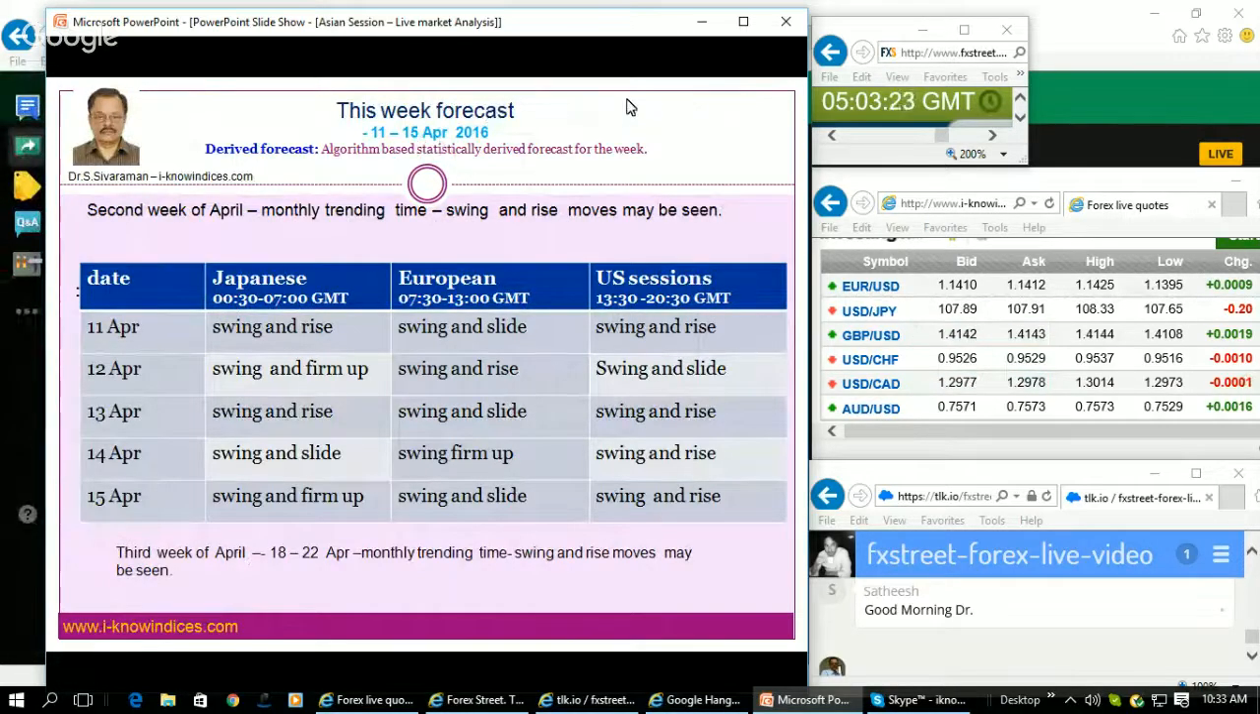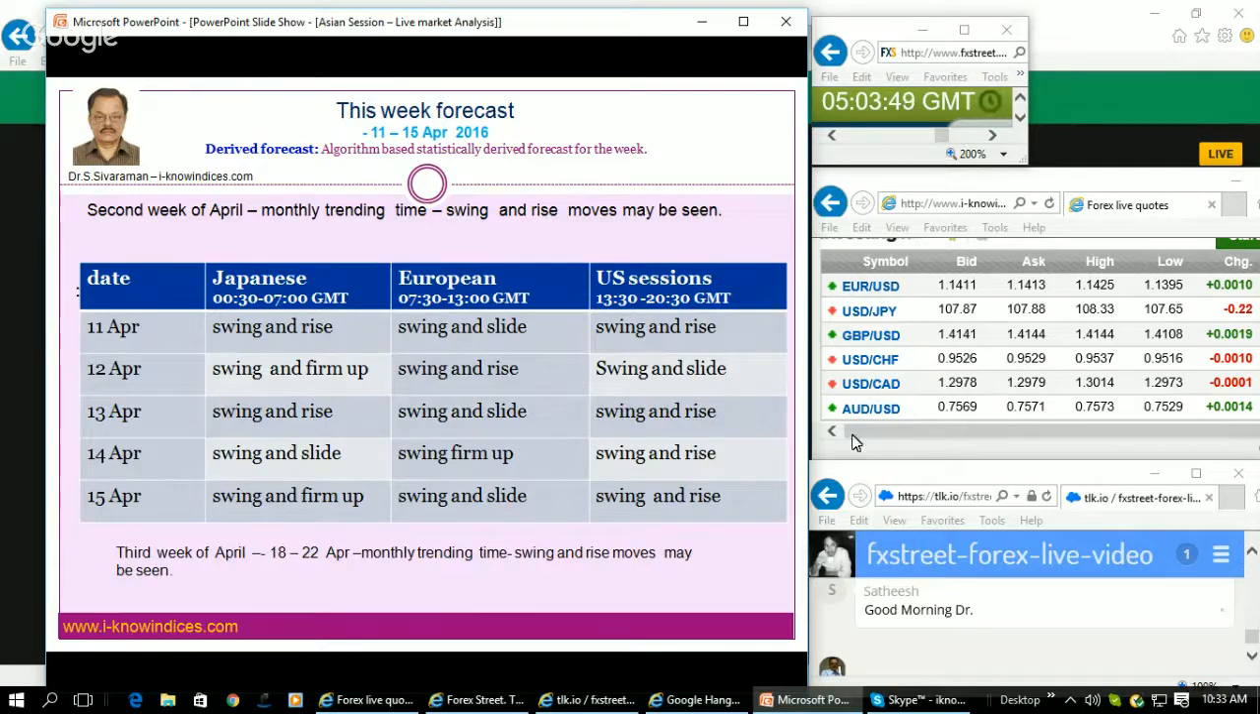Now this is a forecast sheet, and this is for this week, 11th to 15th of April. Here you come across that it is the second week of April. So the monthly trending move is expected to happen. Swing and rise moves are expected to happen in the case of Euro and GBP, and also in the case of the denominator currency as a contrarian move.